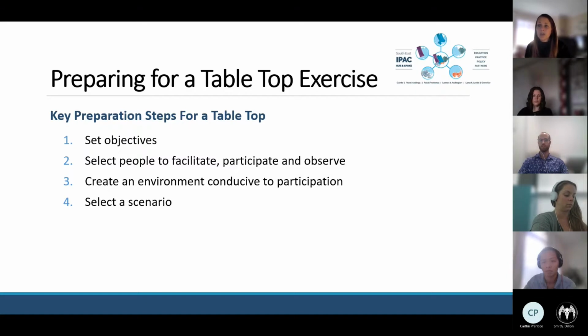But thirdly, you also need to create an environment that is conducive to learning. So in order to do that, you want to be organized, you want to be prepared, and you want to consider your format. Nowadays, people are doing things virtually. So is your exercise going to be virtual? Is it going to be in person? Where is the best location for a good discussion to take place?